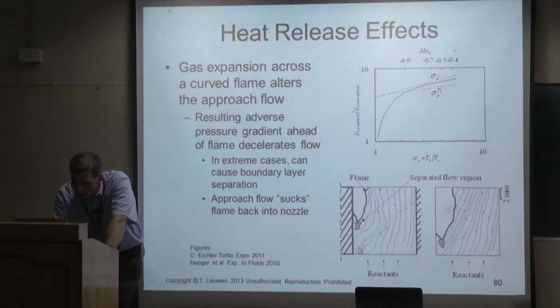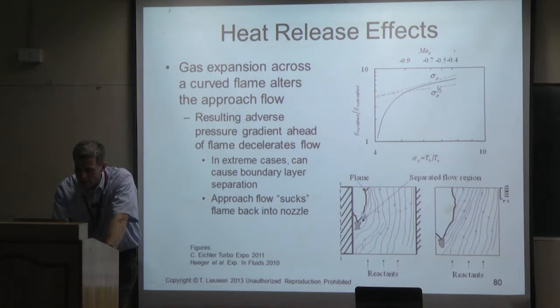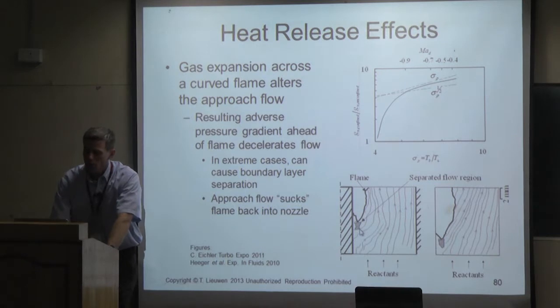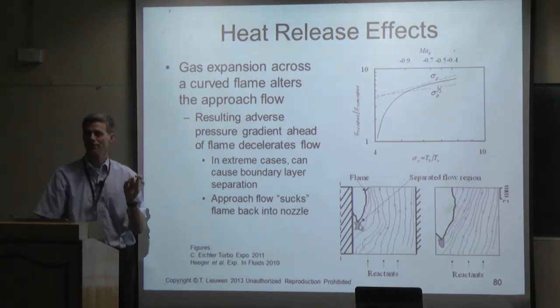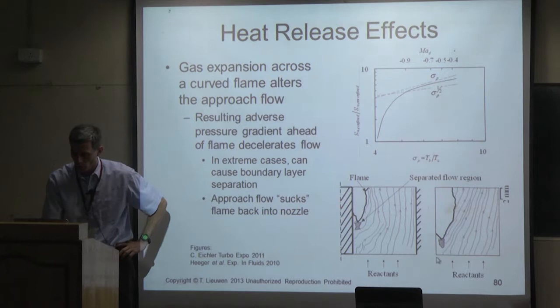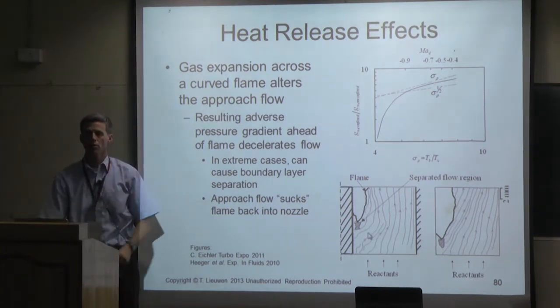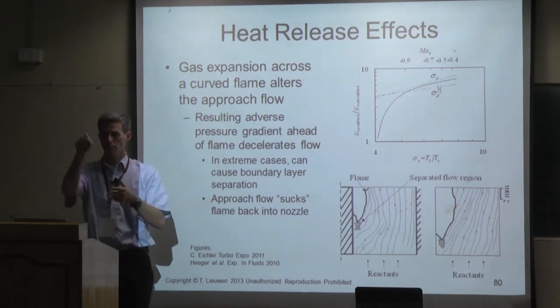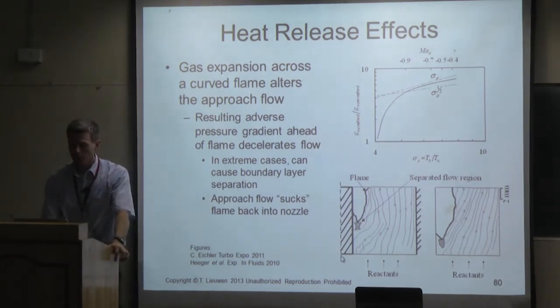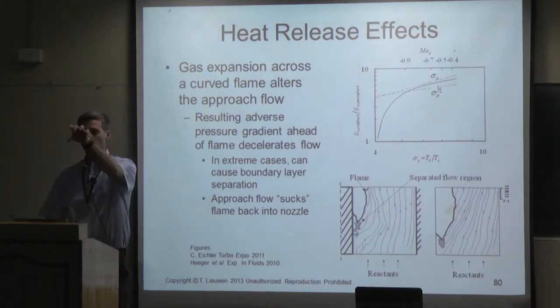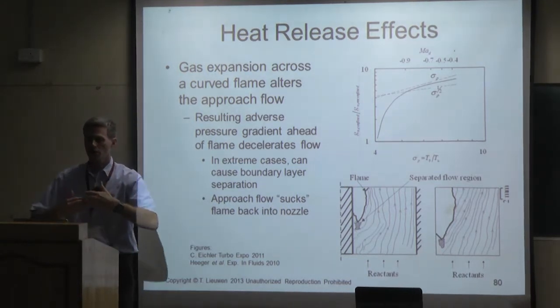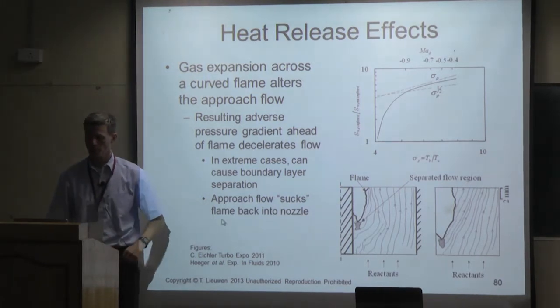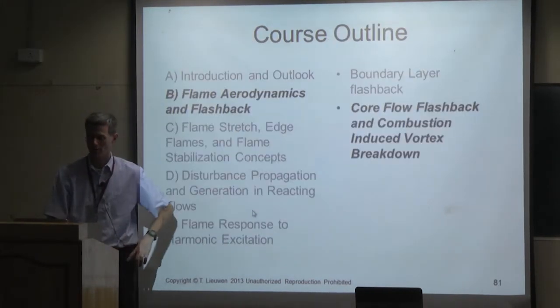Here's the flow velocity. So you see how the flow is kind of diverging around the flame, right? The black is the instantaneous flame. But what's really interesting is that I've hatched in the region of the flow velocity that's negative. So the flow in this region here is going upstream. Without the flame, you would have the flow only going in one direction, forward. In the presence of the flame, it actually creates a region of separated flow in front of it, which causes the flame to move upstream. So the approach flow is basically sucking the flame back into the nozzle.